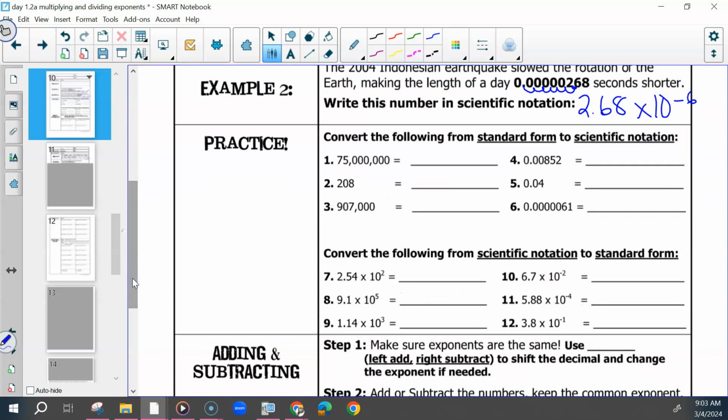Are there any we want to see in number 1 through 12? We do 2 and 5.